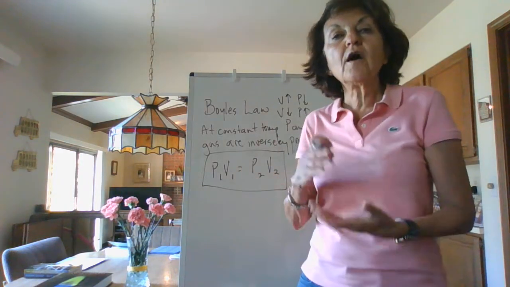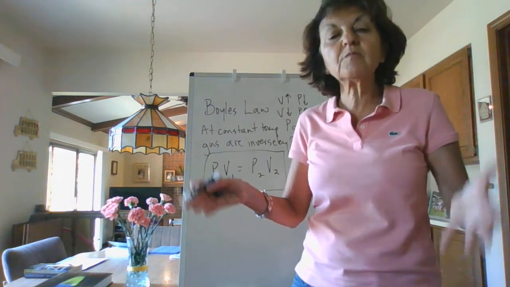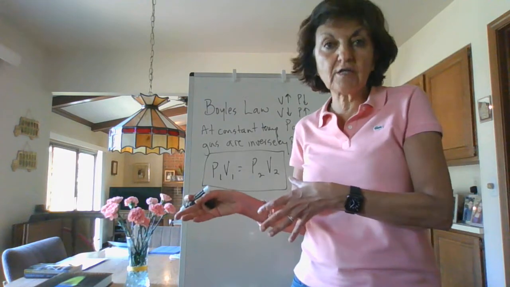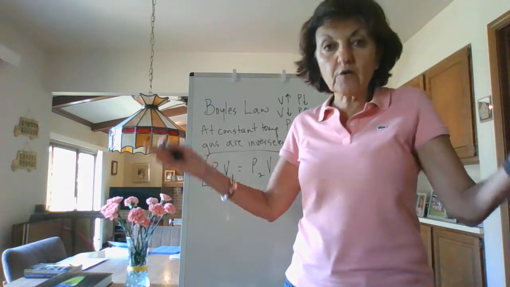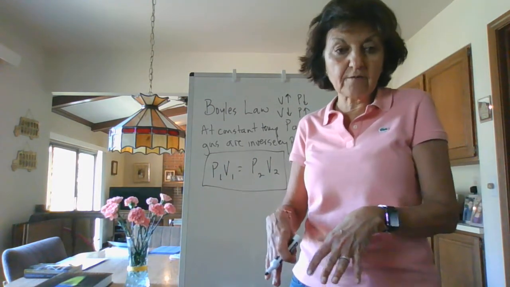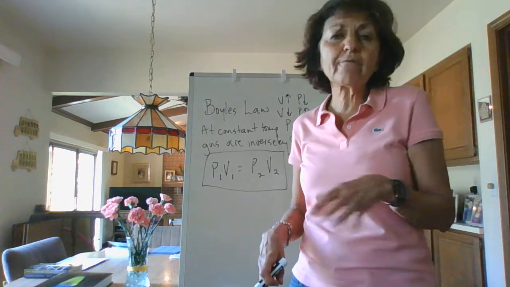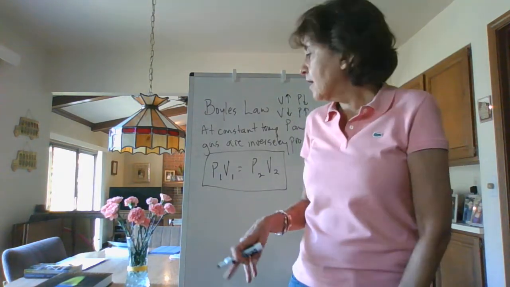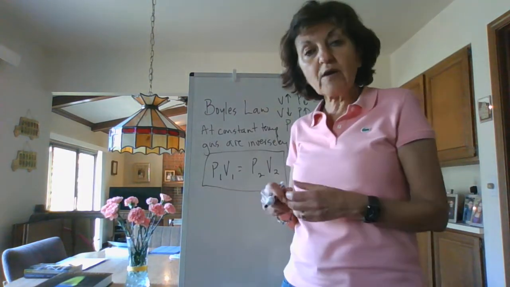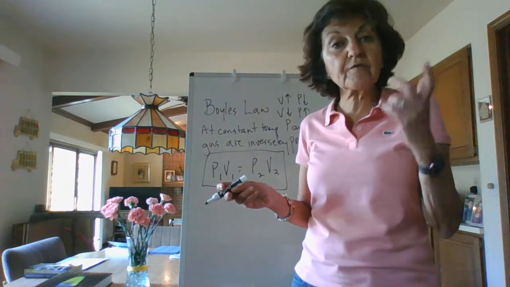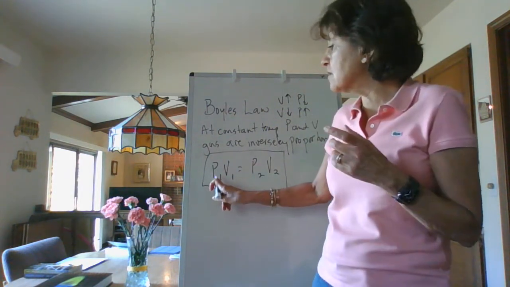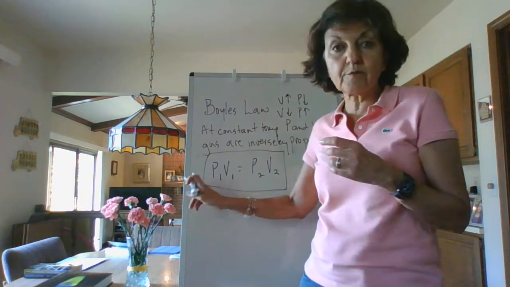So if you are changing the volume, the pressure will change also. If you're making the volume bigger, the pressure will go down. All right, it's pretty straightforward. It's plug and chug. What units do you have to use? You could use any units, provided that the units of pressure on this side and this side are both the same.